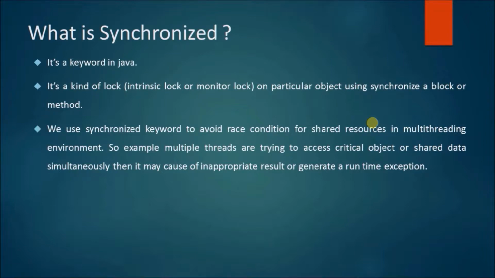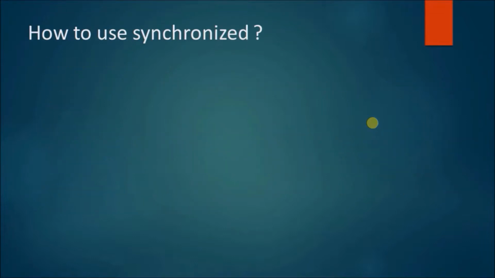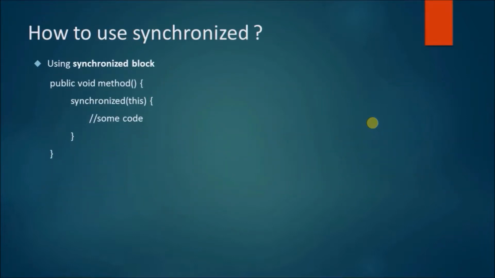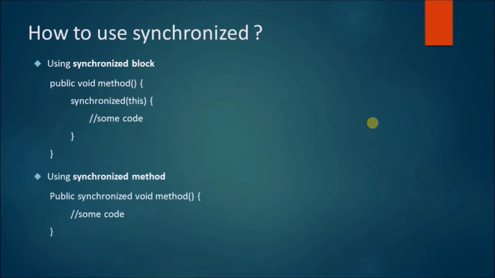For example, if multiple threads are trying to access a critical object or shared data simultaneously, then it may cause an inappropriate result or generate a runtime exception. If we use the synchronized keyword, then the shared resource becomes single threaded, so no multi-threading, and that is taken care of by the Java Virtual Machine. How to use synchronized: using a synchronized block, or using a synchronized method.